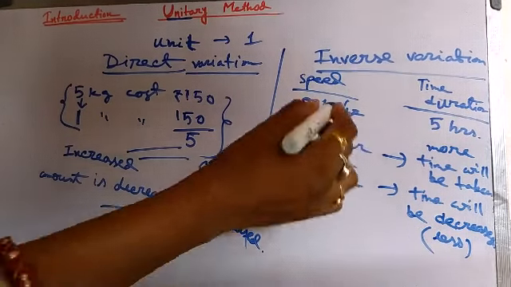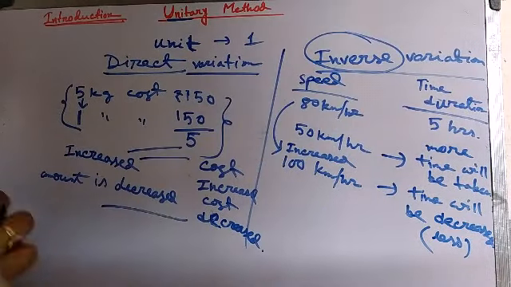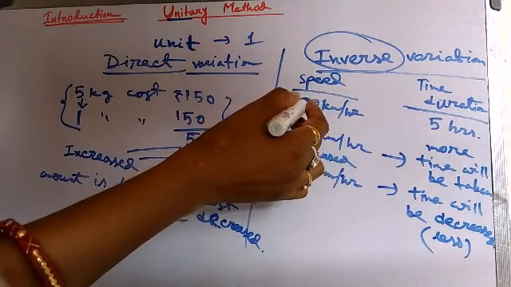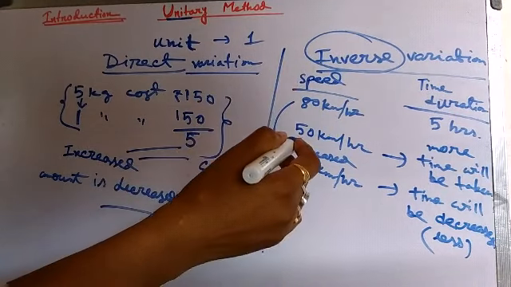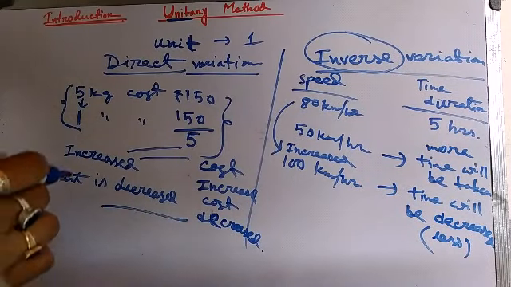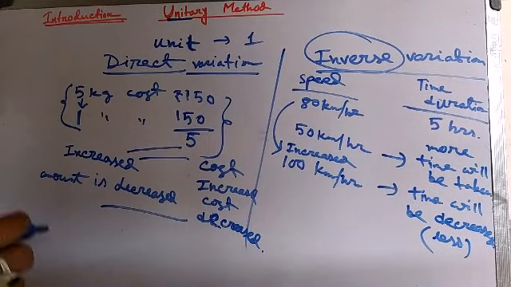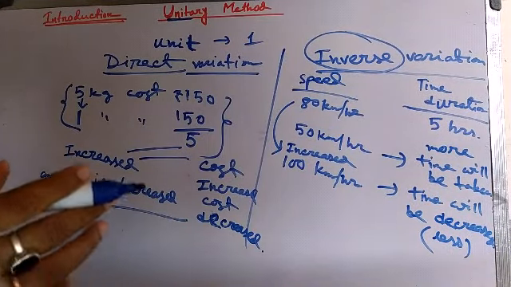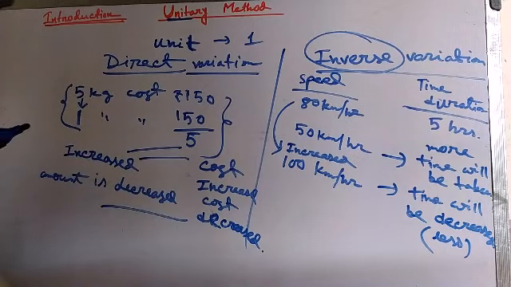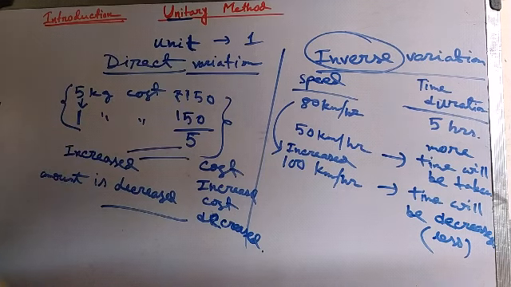So when this type of relationship happens, that is inverse variation. That means if the speed is larger, then the time will be less. If the speed is less, then the time will be more. That is inverse variation. So these are the two types of variation. First of all, we will discuss the sums on direct variation. That is exercise 9A from the R.S. Agarwal book.